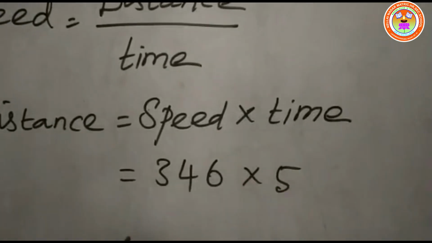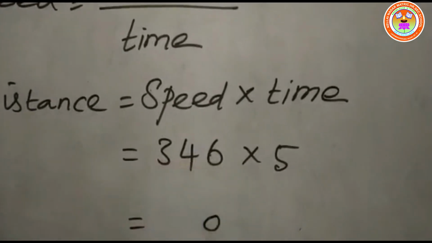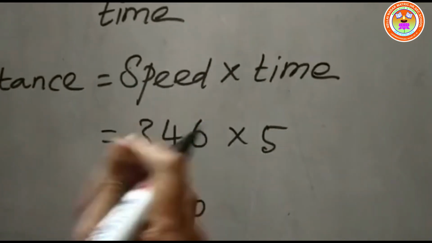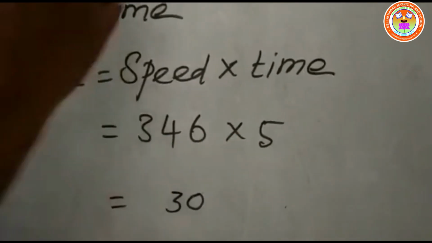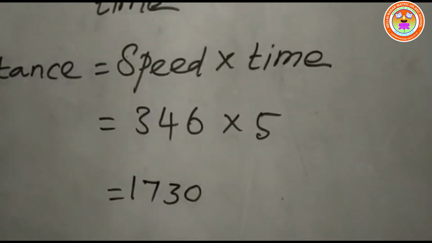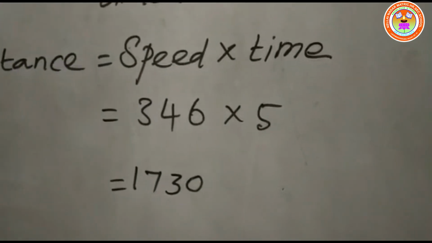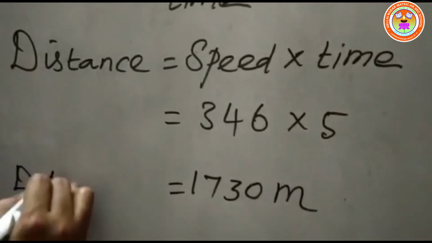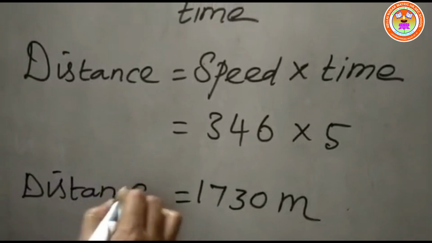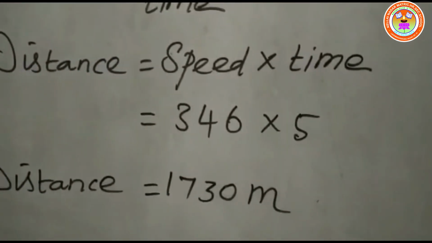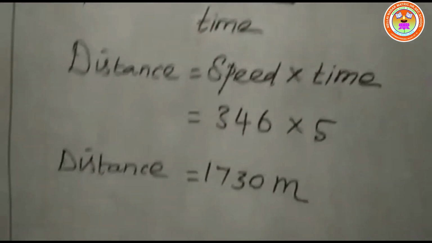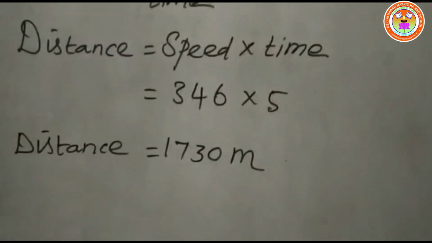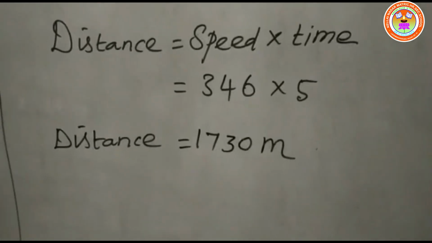6 5s are 30. Remaining 3. 4 5s are 20. 20 plus 3 is 23. Remaining 2. 5 3s are 15. 15 plus 2 is equal to what? 17. So 1730 meter distance. We could able to find out the distance, that is the lightning distance. So distance equal to 1730 meter. Thus the distance of the location of the lightning is 1730 meter.